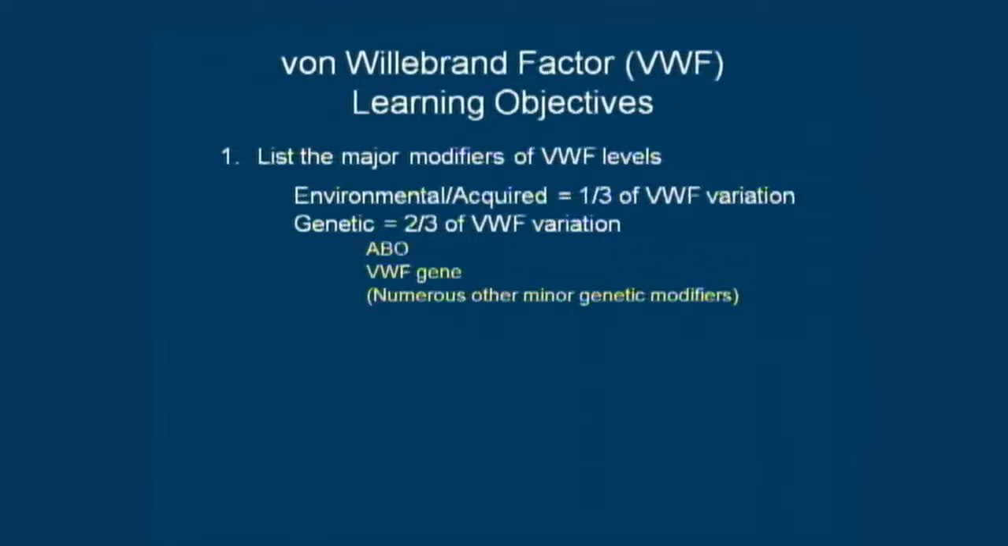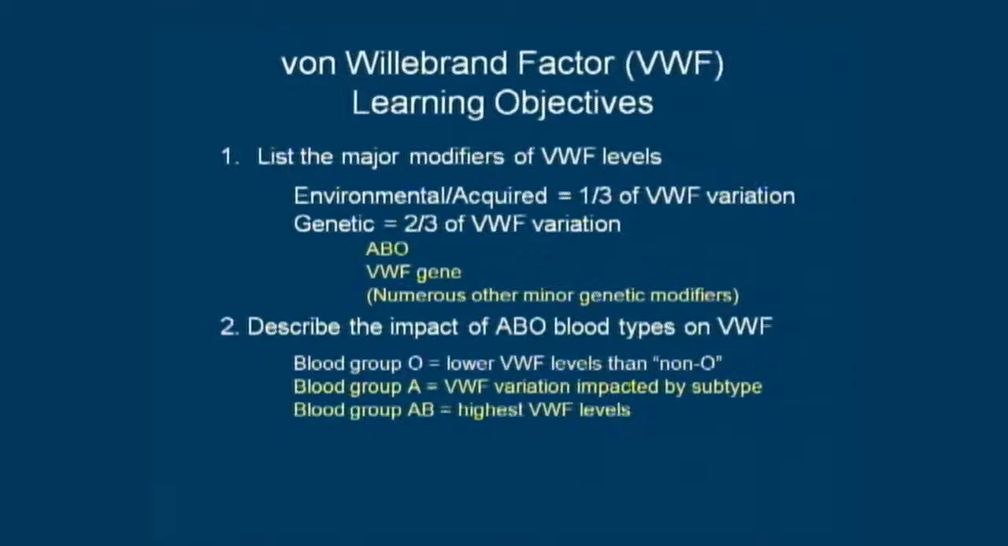So coming back to our learning objectives, the key things that I want everyone to remember: it's really variable. Environmental and acquired is one third, but genetic is two thirds. And it's easy to obscure the genetic changes by discounting the acquired. Like, if in a workup you're unsure, it seems reasonable to check again, because some of these things are transient. And remember, ABO matters and the VWF gene matters.